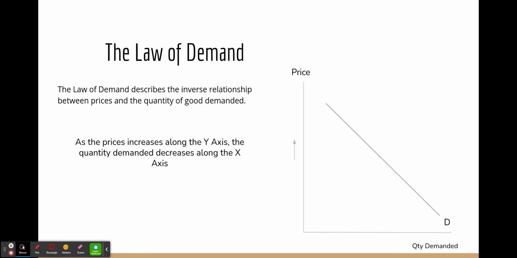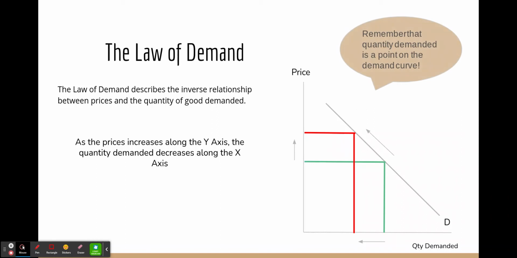As you can see, as the price increases along the y-axis, the quantity demanded decreases along the x-axis. The quantity demanded at the lower price is represented by the green line and at the higher price by the red. The intersection of the price and quantity demanded is always a point on the demand curve.